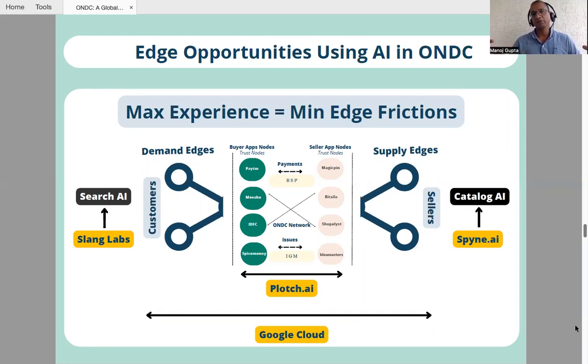Now, as I said, ONDC is a two-sided network. On one edge of the network you have buyers, on the other edge you have sellers, and these need to come into the network in a very simple, frictionless way.